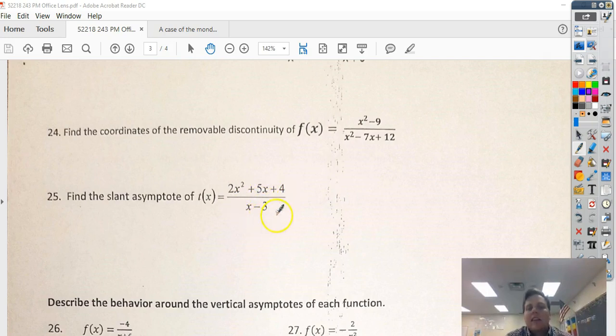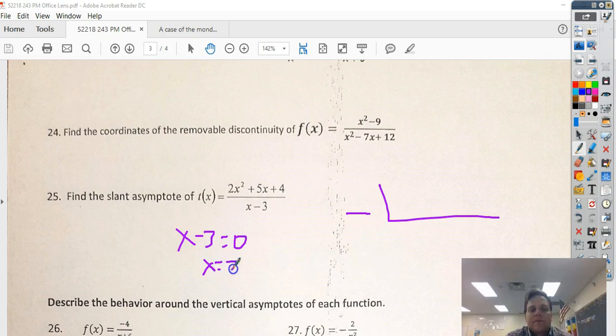Since this denominator is a linear term, I'm going to use synthetic division. So that's why I do the upside down synthetic division box. I need to know what number I'm going to synthetically divide by. Well, you set your denominator equal to 0, add the 3, so x equals 3. That's the number I'm going to synthetically divide by. Then I list out these coefficients, 2, 5, 4, carry down, multiply, add, multiply, and actually this last thing doesn't even matter, so I'm going to ignore it.